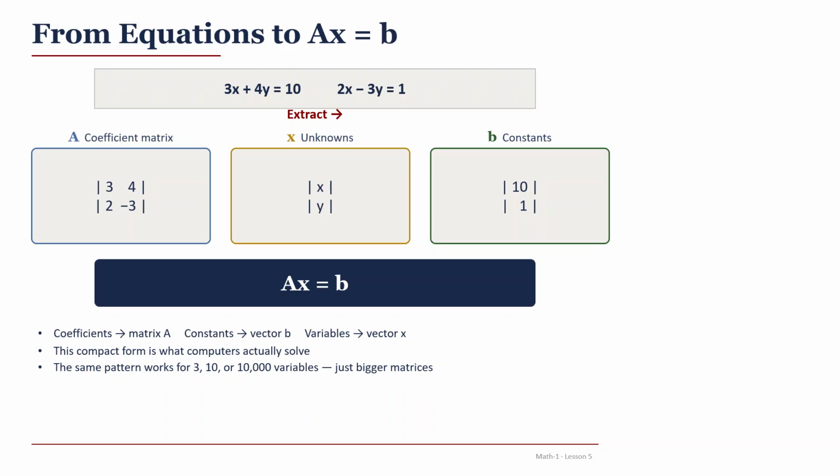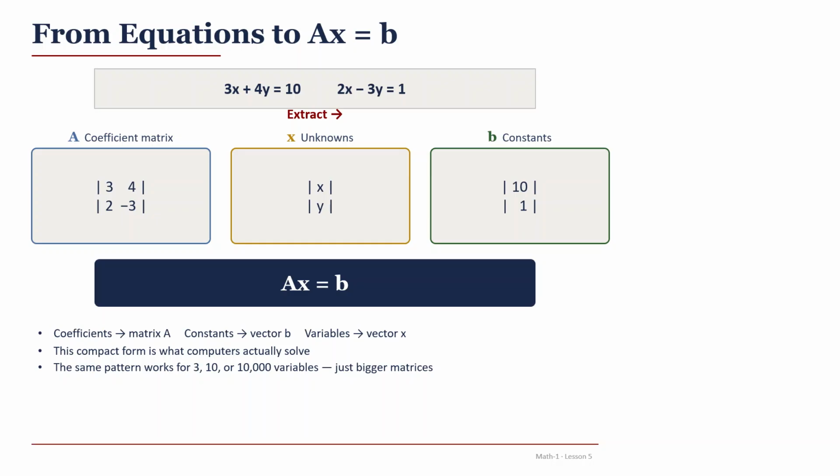Let us see exactly how to extract the matrix form from a pair of equations. Take our elimination example. 3x plus 4y equals 10, and 2x minus 3y equals 1. The coefficient matrix A collects just the numbers in front of x and y. So A has 3, 4 in the first row, and 2, -3 in the second row. The unknown vector x holds x and y. The constant vector b holds the right-hand sides, 10 and 1.